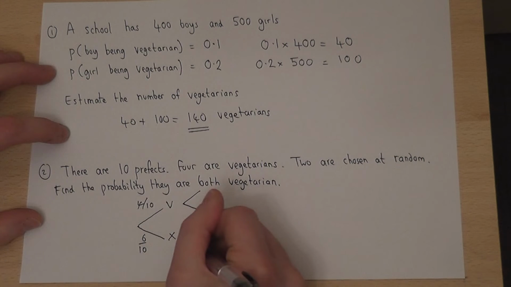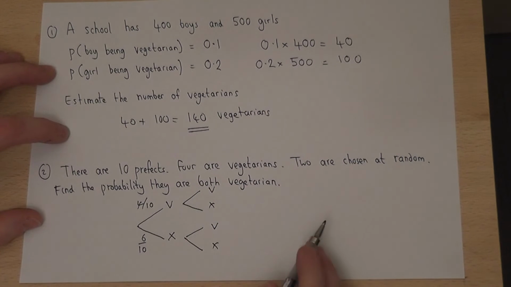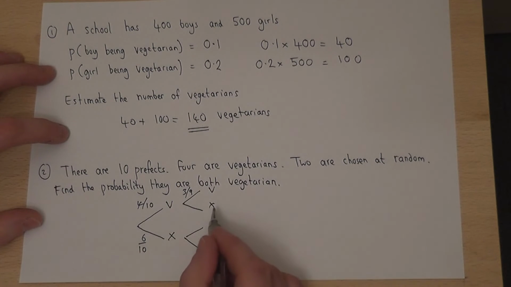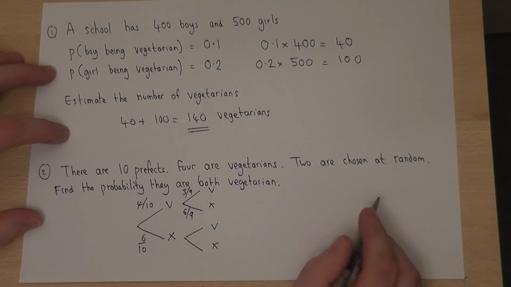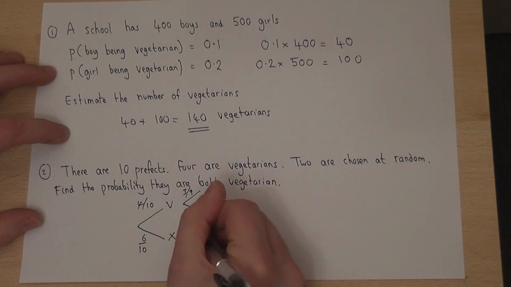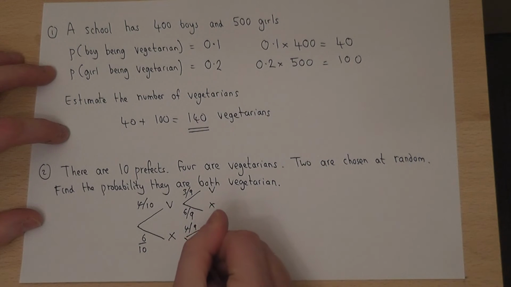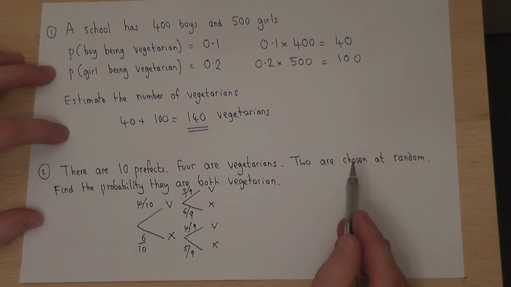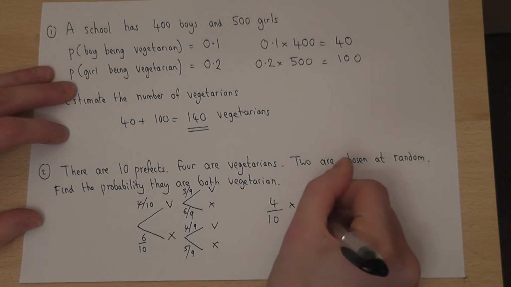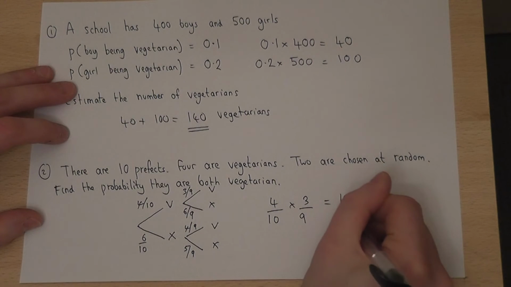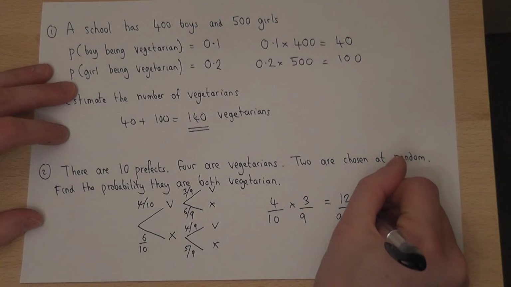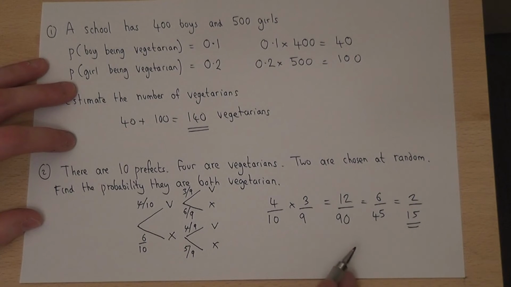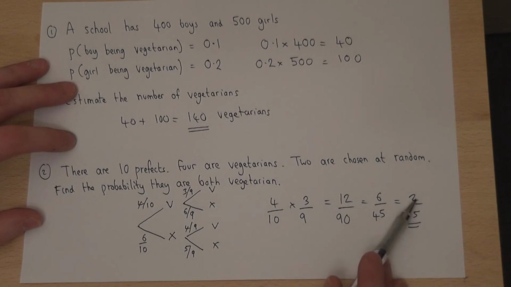When you pick your second prefect out, the numbers change slightly. If you pick vegetarian, there are only 3 left, so that will be 3 out of 9 for vegetarian, but there are still 6 left who are not, so that's 6 out of 9. If the first person was not vegetarian, there are still 4 vegetarians left out of 9, but only 5 left who are not vegetarian. So that's a quick tree diagram. So the chance that they are both vegetarian is that route through the tree diagram. So we have to work out 4/10 times 3/9. Well, 4 times 3 is 12, and 10 times 9 is 90. This will cancel down to 6 over 45, which cancels down further to 2 over 15. So the chance that both the prefects chosen are vegetarian is 2 out of 15.